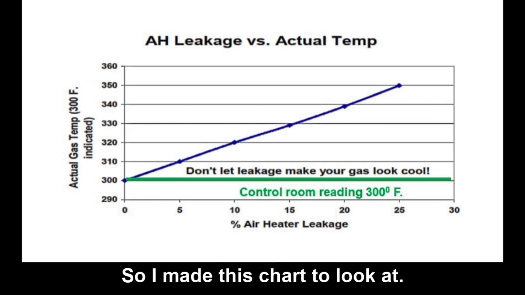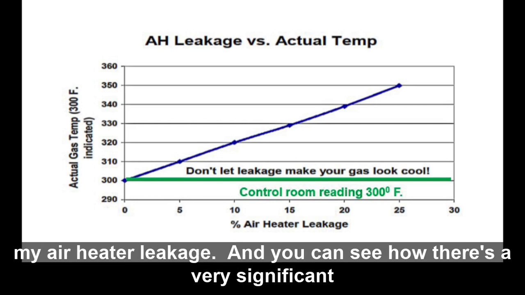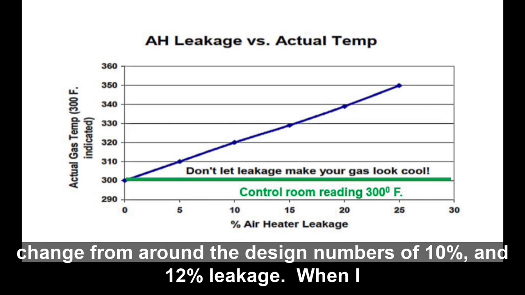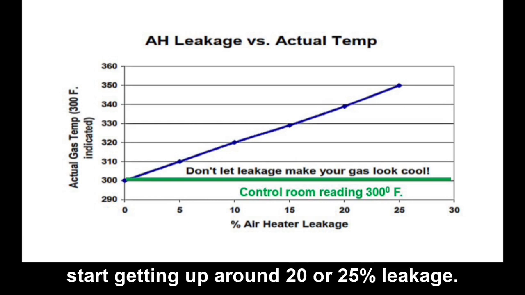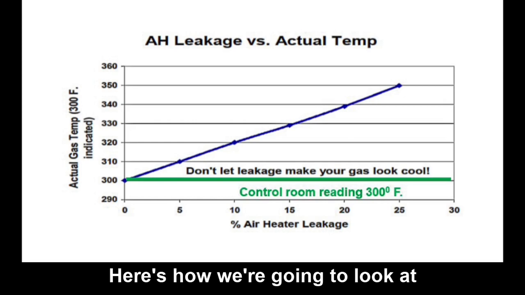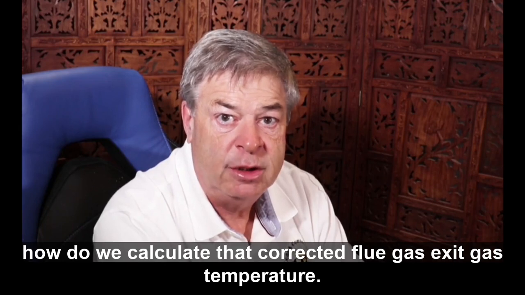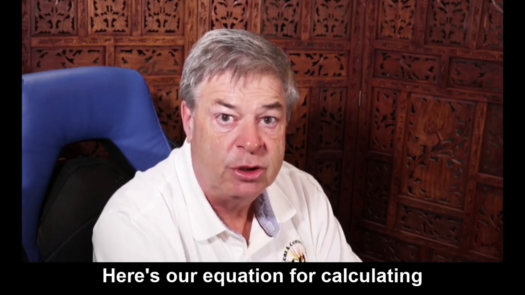So I made this chart to look at, okay, what is my actual temperature or my corrected gas temperature based on my air heater leakage? And you can see how there's a very significant change from around the design numbers of 10, 12% leakage. When I start getting up around 20 or 25% leakage, I'm incurring quite a significant heat rate or boiler efficiency penalty. Here's how we're going to look at how we calculate that corrected flue gas exit gas temperature.